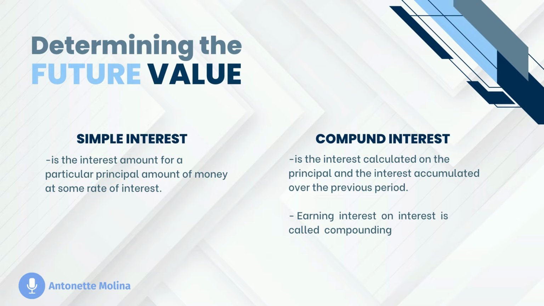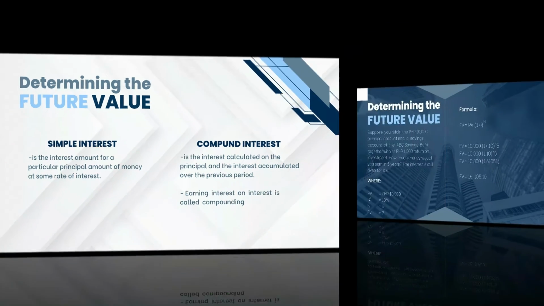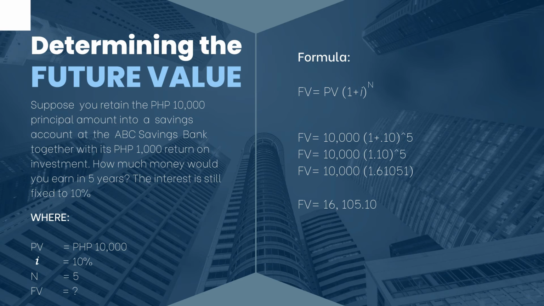The major difference between simple and compound interest is that simple interest is based on the principal amount of a deposit or a loan, whereas compound interest is based on the principal amount and the interest that accumulates in every period of time. Suppose you retain the 10,000 peso principal amount in a savings account at the ABC Savings Bank together with its 1,000 peso return on investment. How much money would you earn in 5 years? So the interest is still fixed at 10%.